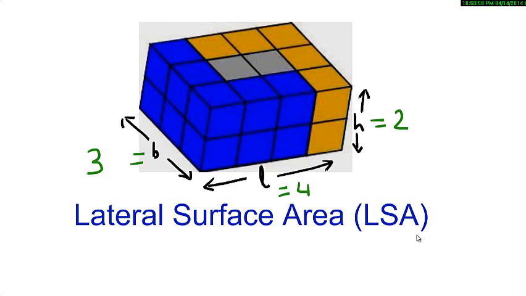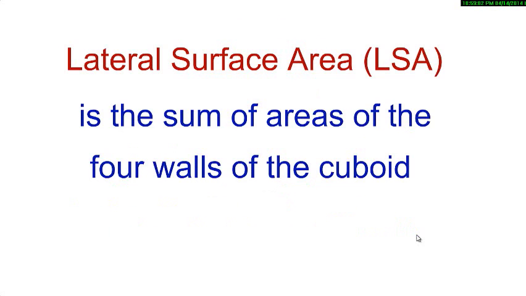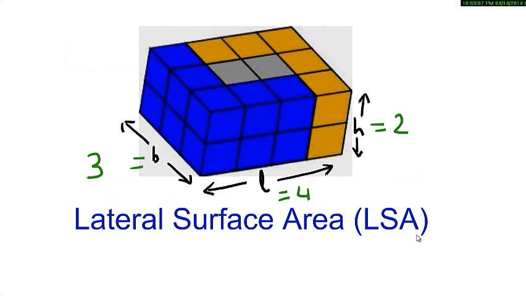Lateral surface area is the sum of areas of the 4 walls of a cuboid. By counting the squares, the lateral surface area of my cuboid can be found. If you look carefully, the opposite faces of your cuboid are congruent or equal. So, can I say that the lateral surface area is nothing but 2 times length into height plus 2 times breadth into height? Can I remove 2H common?